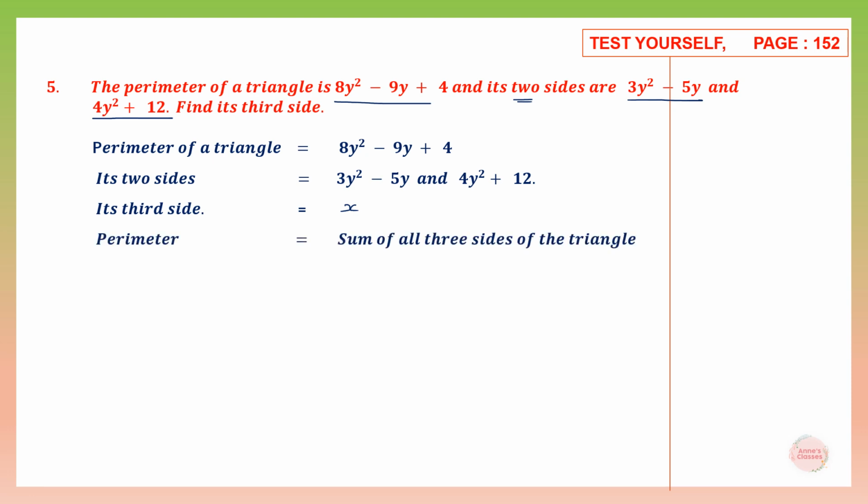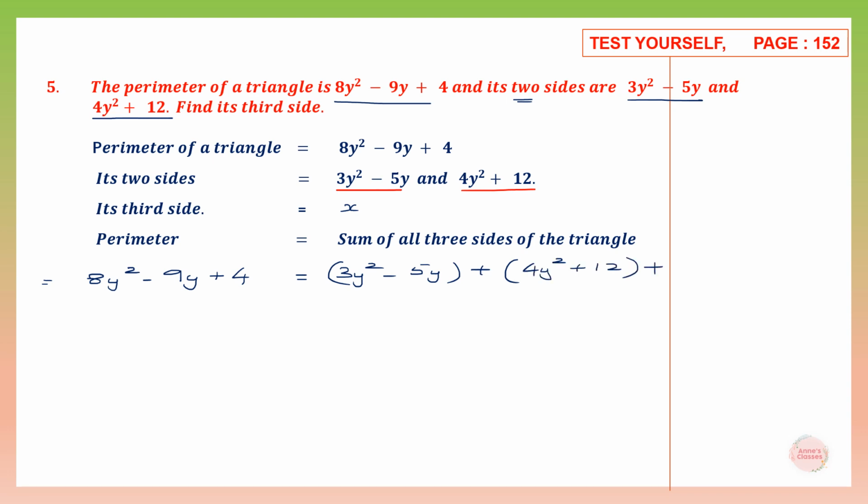So to find the perimeter, remember we have to find the sum of all three sides. And let's substitute. The perimeter is already given to us. So this will be 8y squared minus 9y plus 4. This is what is already given to us in the question. Sum of all three sides. So let's write the first side: 3y square minus 5y. This is the first one. Plus let's add the second side, which is 4y square plus 12, plus the third side. x is the third side. So let's write plus x. So now we're going to find out the value of x.